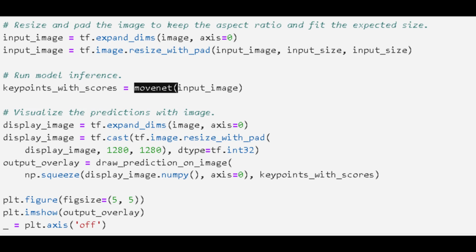Once it has run the inference, it takes the keypoints and draws it over the image of a size of 1280, and it does this because the keypoints is a number between 0 and 1, and this allows you to normalize the data.